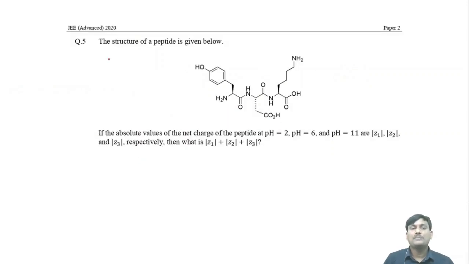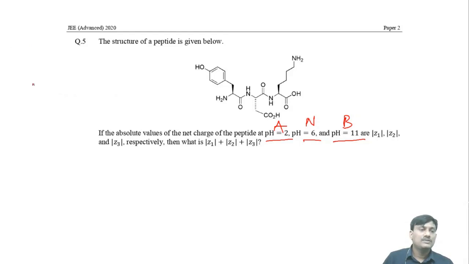The structure of a peptide is given below. Consider the absolute values of the net charge of the peptide at pH equal to 2, which is acidic condition, pH equal to 6, nearly neutral condition, and pH equal to 11, which is basic condition. You have to take absolute values of the total charge at acidic, neutral and basic pH. Then what is G1, G2 and G3? The sum of absolute values of G1, G2 and G3.